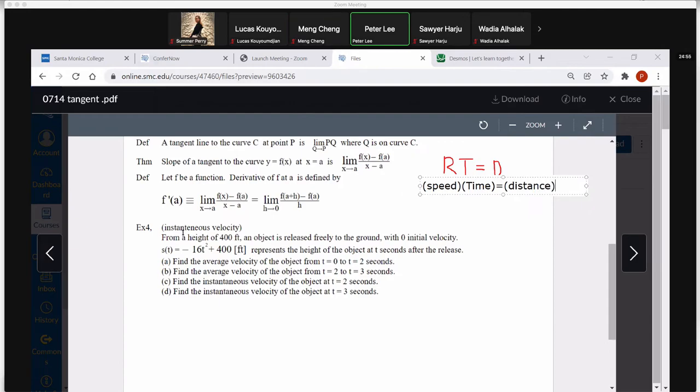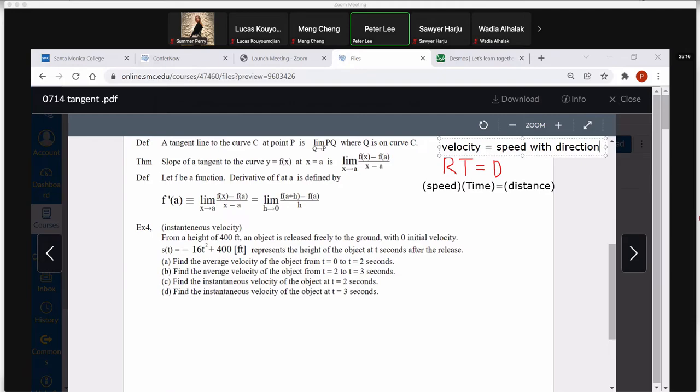Now here we want velocity. What is the velocity? The velocity is like speed with direction. So let me write this down. What is velocity? Velocity is equal to speed with direction. But anyway, in this case, we don't have that much direction.